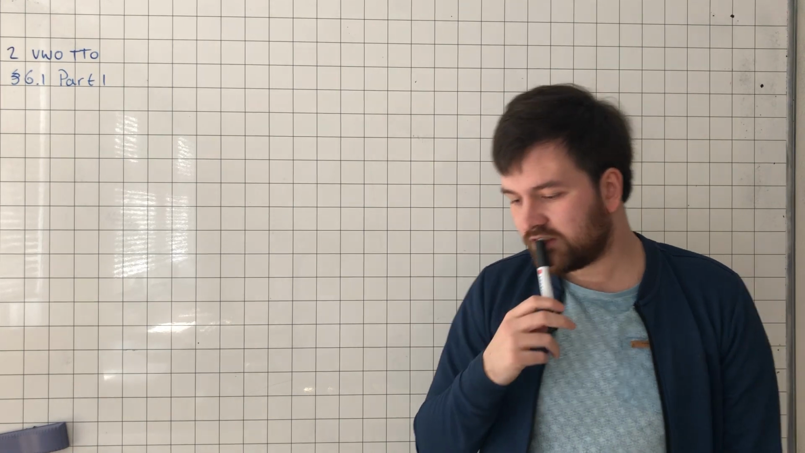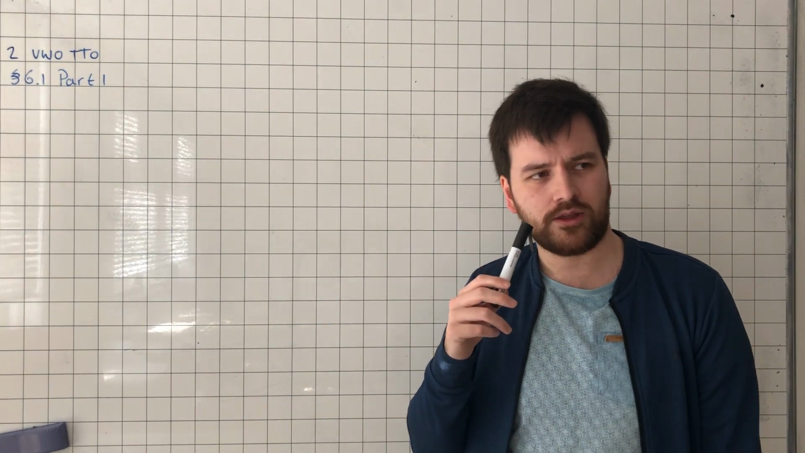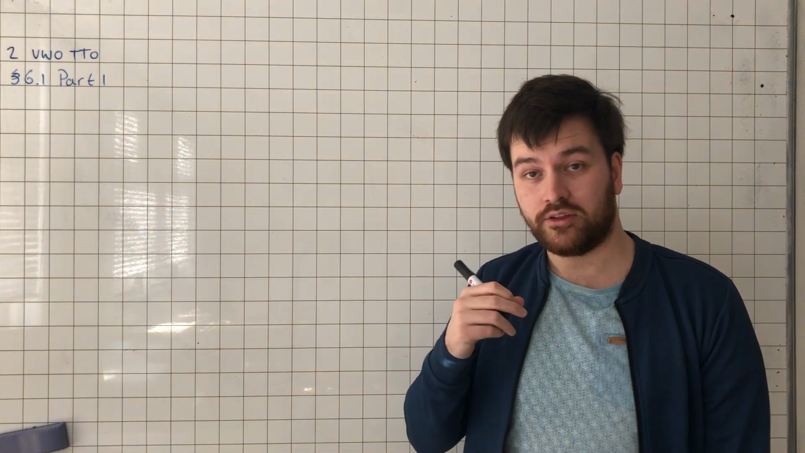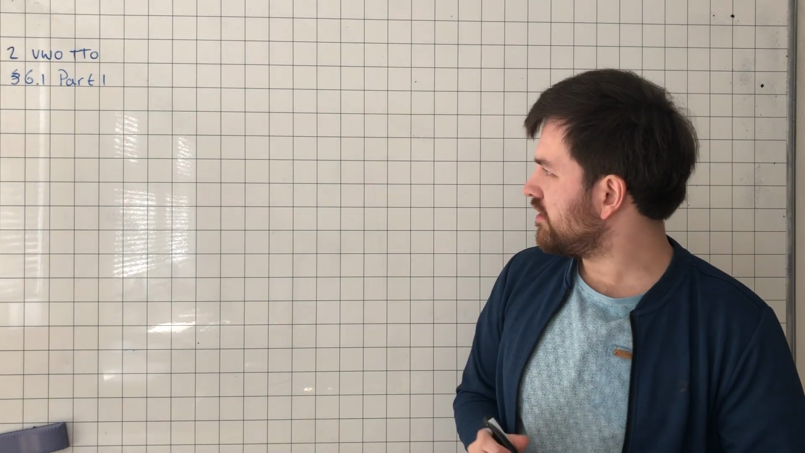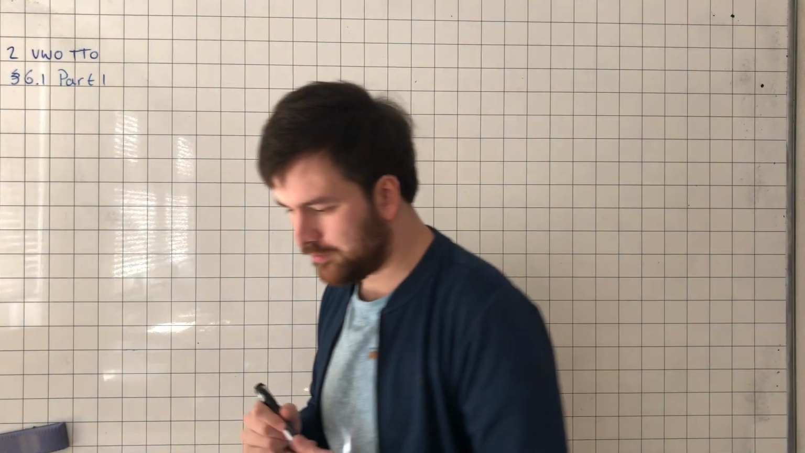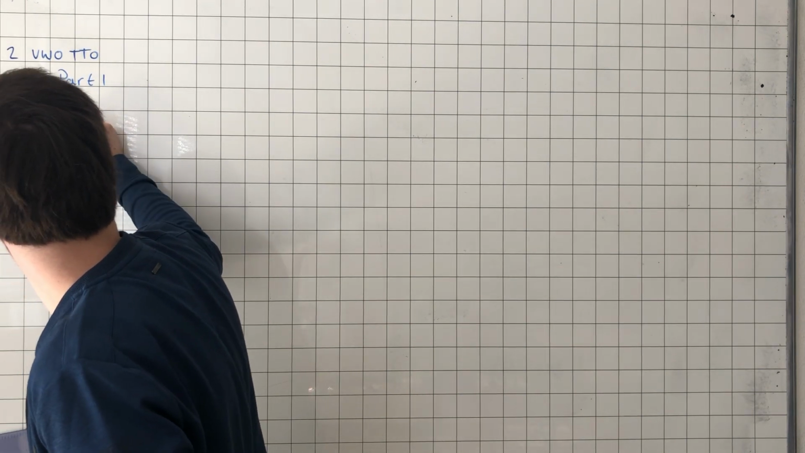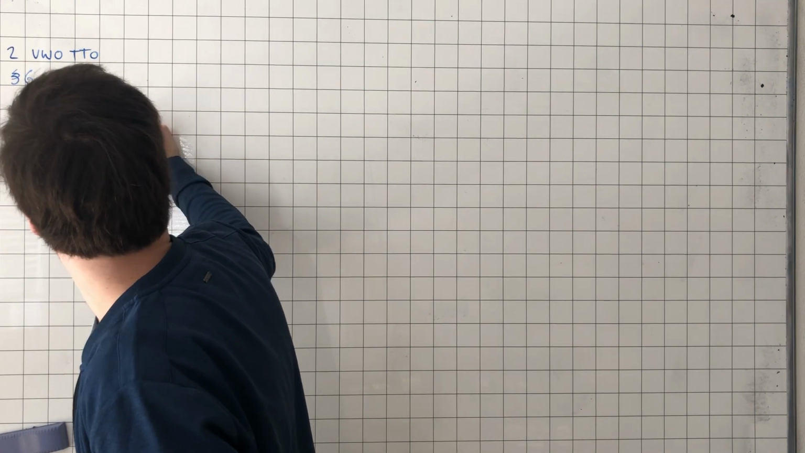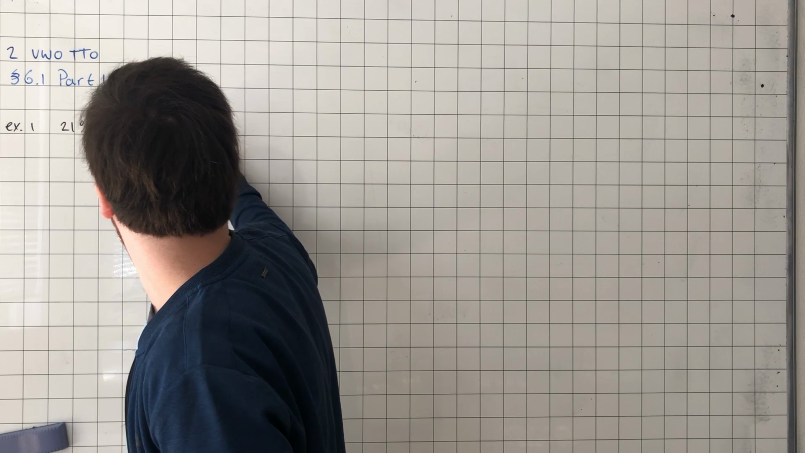I've decided to split paragraph 6.1 into two parts because it's a pretty big paragraph. And in this first part, we're going to talk about calculating percentages. The first example, example 1, is about calculating 21% of 60 euros.